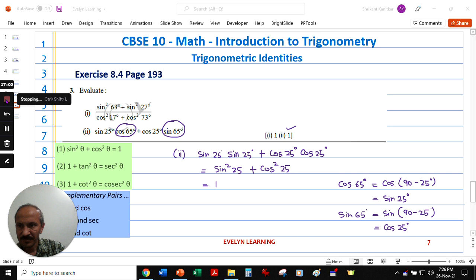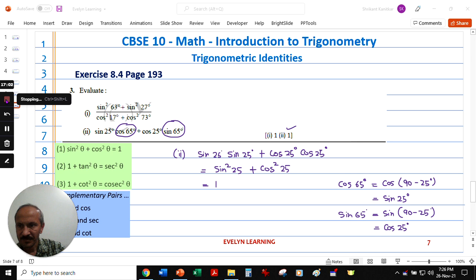Now if you see the numerator and denominator both, this is like sin square theta plus cos square theta. Here we have sin square theta plus cos square theta equal to 1. So the numerator is 1, and similarly the denominator, cos square theta plus sin square theta, is also equal to 1. So the answer is 1 by 1, or 1 upon 1, which is 1. So the answer to the first question is 1.